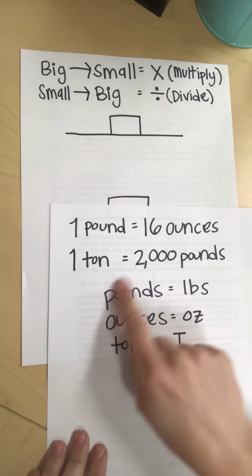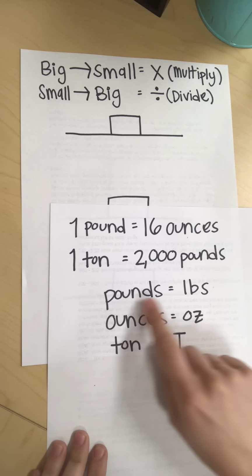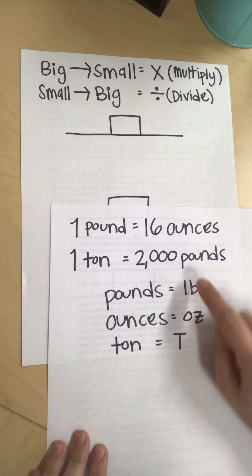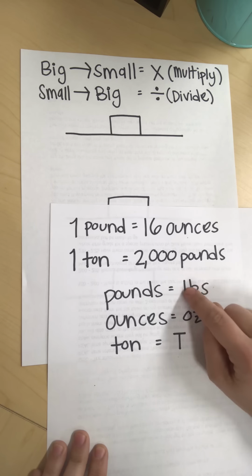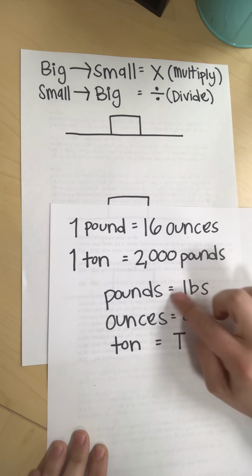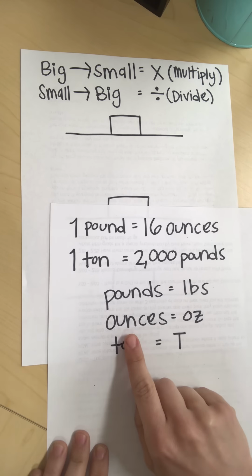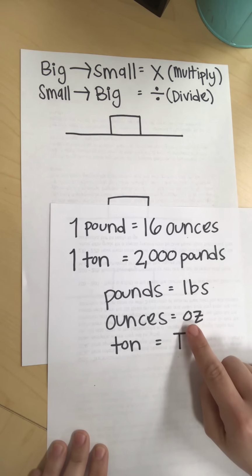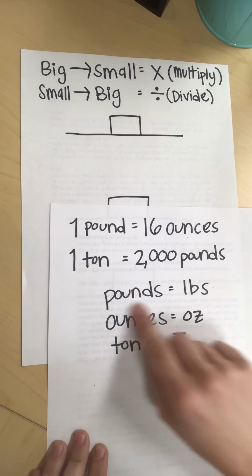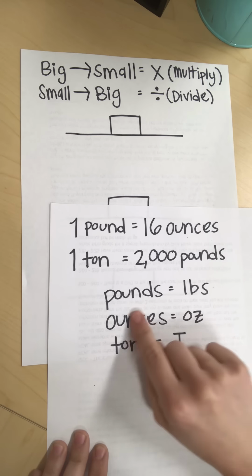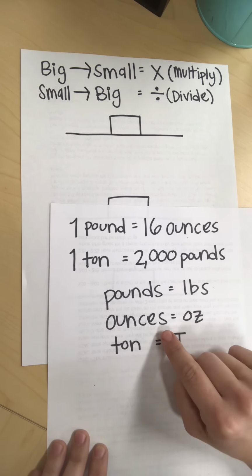Now, here's the abbreviation. So pounds can also be represented as LBS. So don't get confused and think that that is a 1 when you have a number next to it. This is LBS for pounds. We also have ounces. I don't know why the abbreviation is OZ because there's no Z in here, but the abbreviation is OZ. Now don't get ounces confused with fluid ounces.